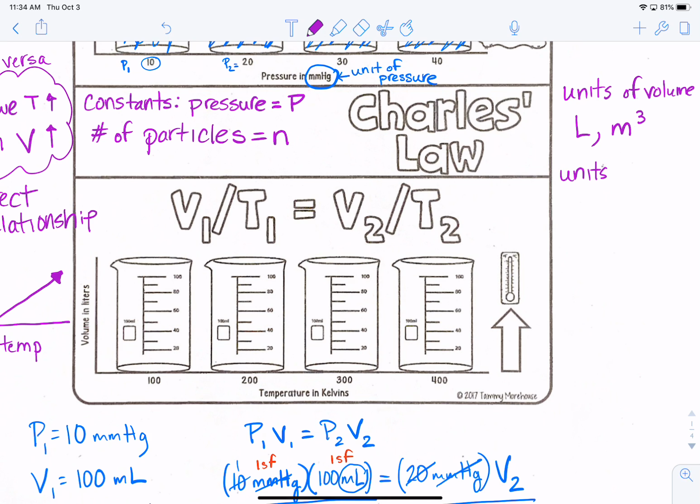The units of temp are degrees Fahrenheit, which we rarely use, degrees Celsius, and Kelvin. Now in the gas laws, you must use Kelvin for gas laws.